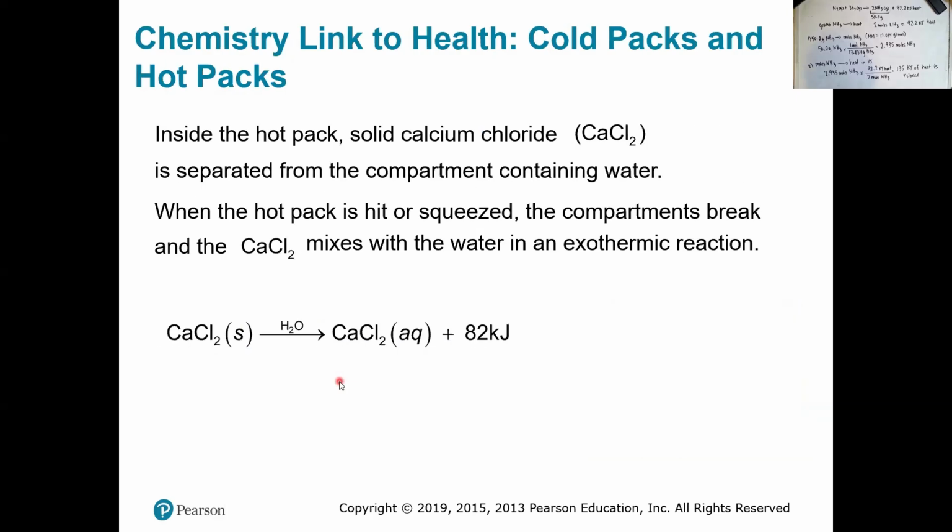An exothermic reaction would be the reverse of that. When you have a compartment with something like calcium chloride mixing with water, the calcium chloride and water will mix together, and when those 2 things dissolve, heat is released. And so when you're holding on to that hot pack, you're feeling it warm up because you're feeling the heat being released from this solution process. Okay, that's going to be an example of an exothermic reaction.